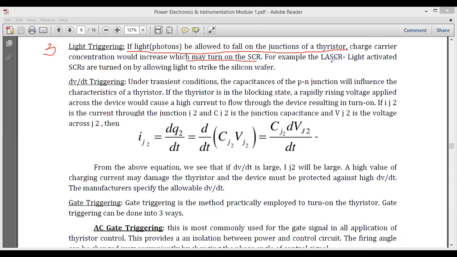For example, we have the LASCR, which is called a light activated SCR, and it is turned on by allowing light to strike the silicon wafer. So this is the third type of triggering, called light triggering. Then coming to the fourth type of turn on mechanism, called dV by dt triggering. dV by dt is nothing but the change in voltage with respect to time.